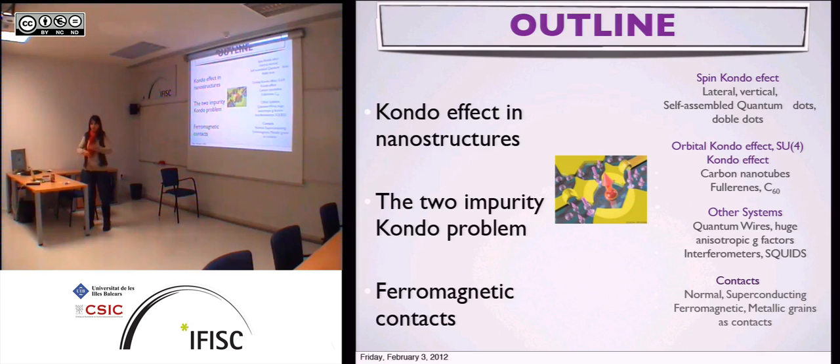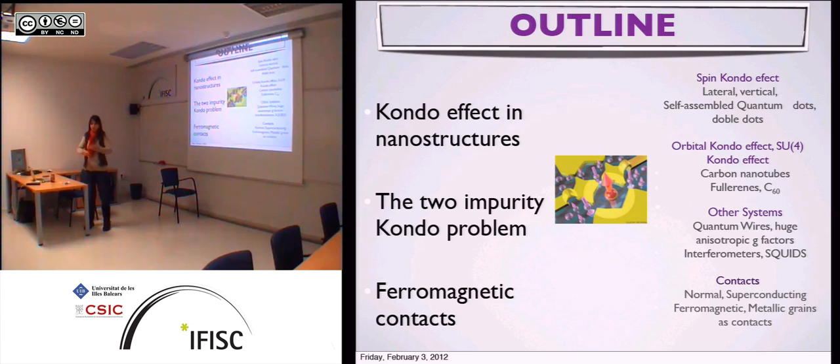And then you have, as before, some type of process that lowers the spin of the impurity or raises the spin of the impurity, and at the same time changes the spin density in the continuum.